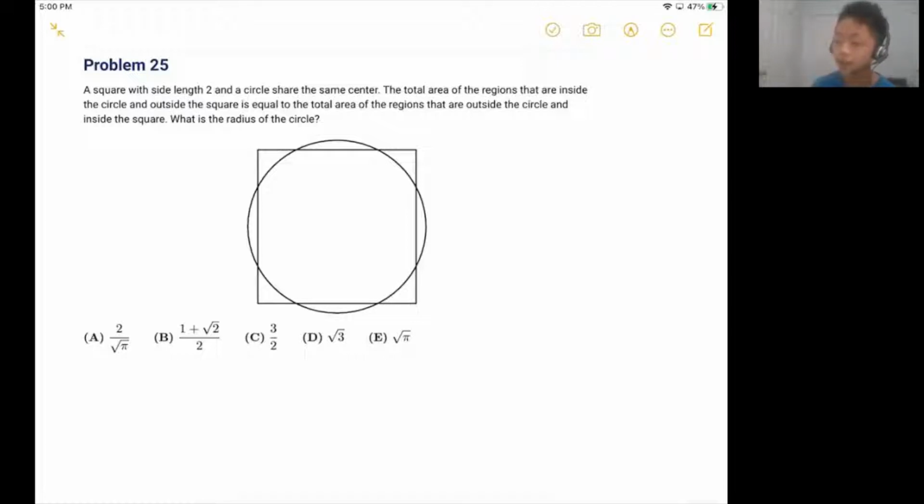So a square with side length 2 and a circle share the same center. The total area of the regions that are inside the circle and outside the square is equal to the total area of the regions that are outside the circle and inside the square. We want to know what is the radius of the circle.